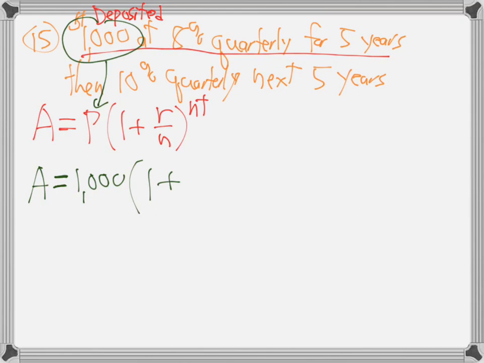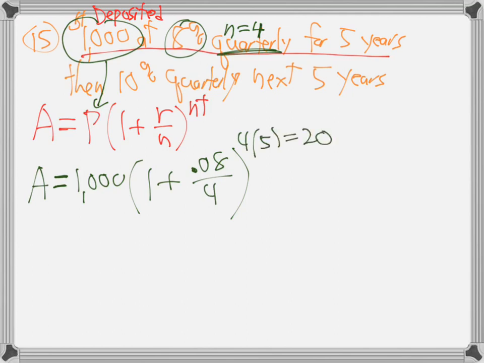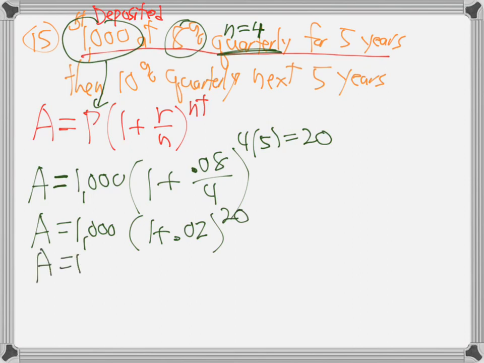What's the R? 8 per 100, 8%, so it's 0.08. What's the N? Quarterly is 4 times a year. And the T is 5. So that's a power of 20 up there. So you can just figure that out. That's 1,000 times 1 plus 0.02, to the 20th. So that's 1,000 times 1.02 to the 20th.